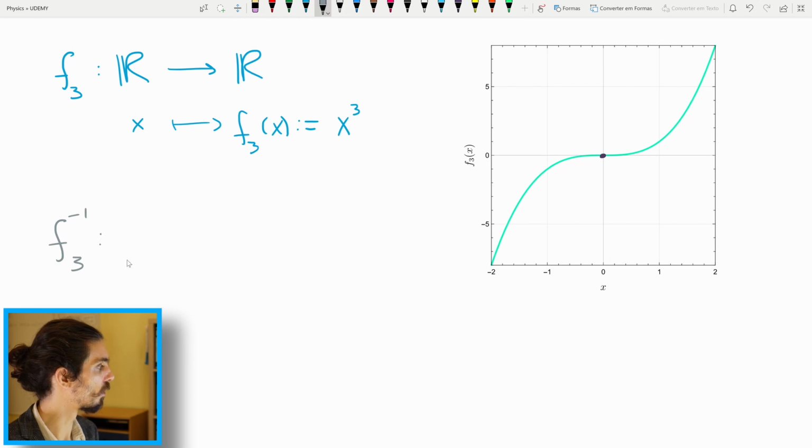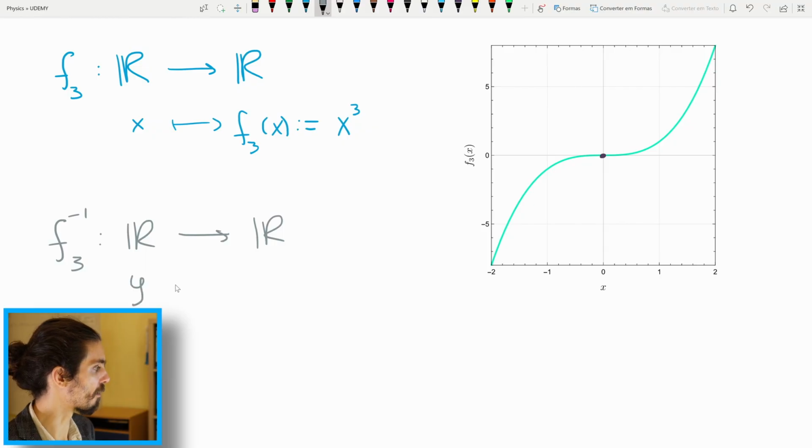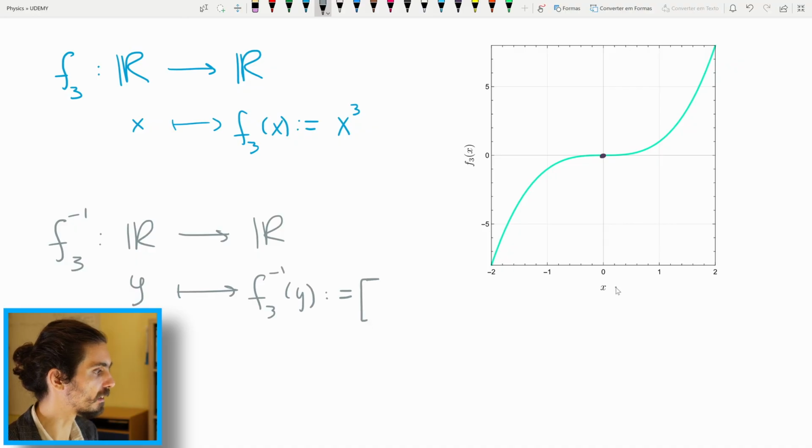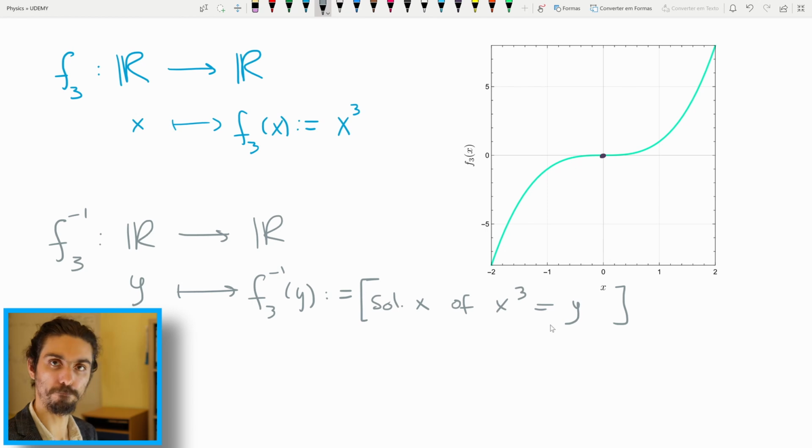f3 to the minus 1 maps the real numbers here into the real numbers here. How does this map work? Well, by definition, every element y is assigned to f3 minus 1 of y. And that number here is what? Do you remember? It is the solution x of x cubed is equal to y.